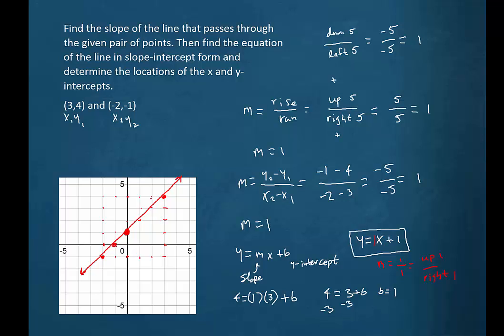Now we know what the intercepts are. We just found them just by counting. This x-intercept is (-1, 0), and the y-intercept is (0, 1).